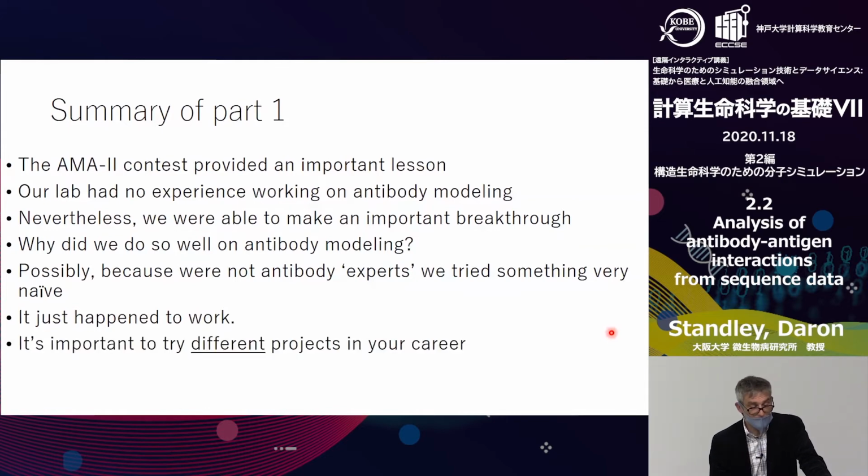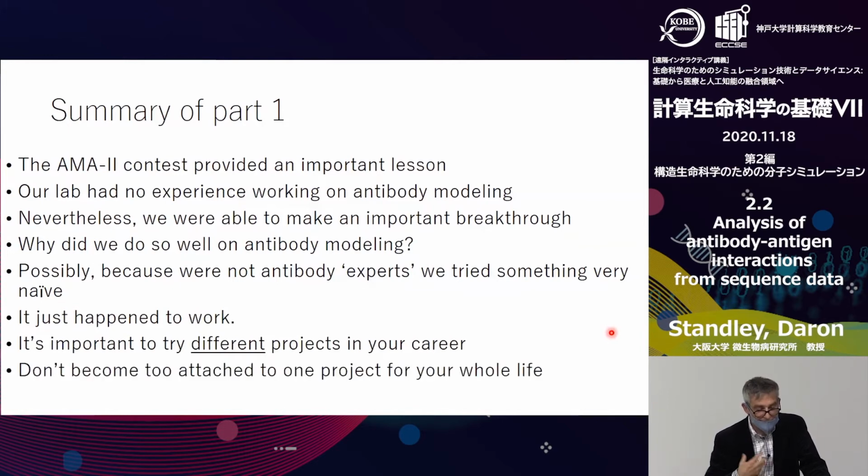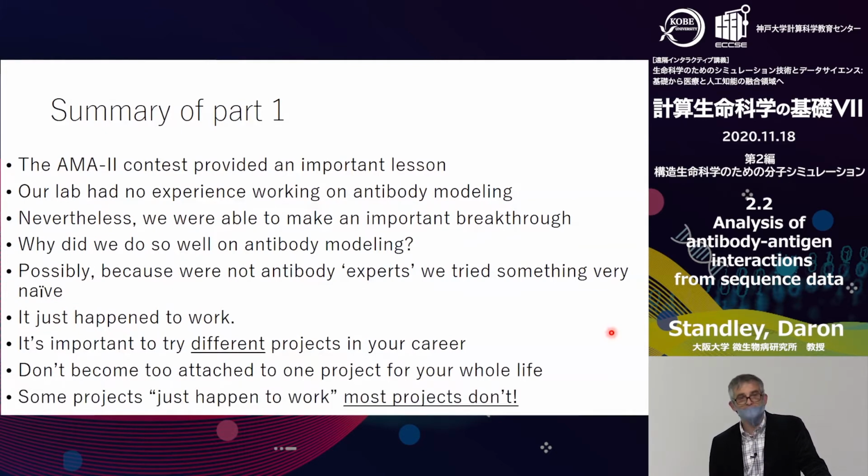And this is important to keep this lesson in mind for the students who are listening. So you will probably be assigned a project and try something, and it's typically easy to get attached to that project. It's easy to get attached to your way of attacking the project. But some projects just don't work, or your way of attacking the project doesn't work. You shouldn't care so much. You can try something different.